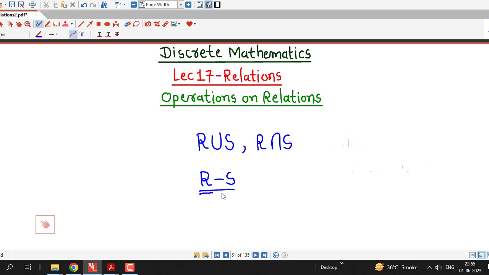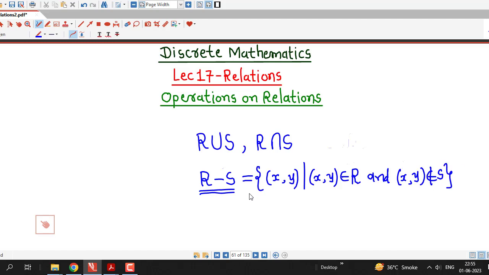R minus S is the notation for difference of sets R and S, or relative complement of S with respect to R, and this is defined as all those ordered pairs (x, y) such that this ordered pair (x, y) is a member of R and it is not a member of S. We will consider all those ordered pairs which are present in R and absent in S. So this is nothing but intersection of R and complement of set S. We are considering those ordered pairs (x, y) which are present in R and which are not present in S, that means which are present in complement of S.